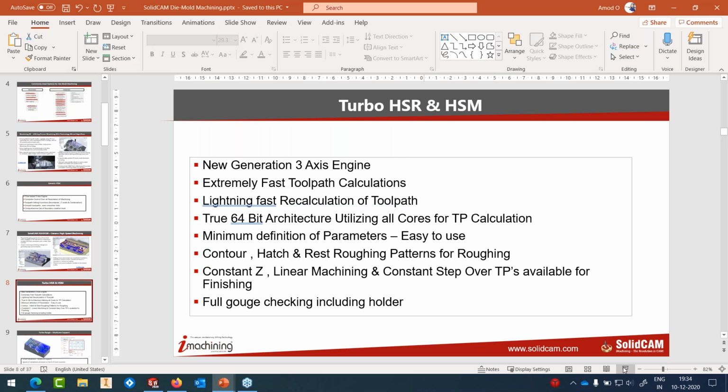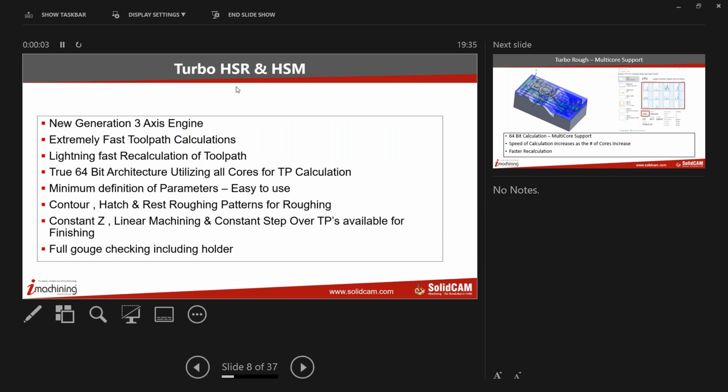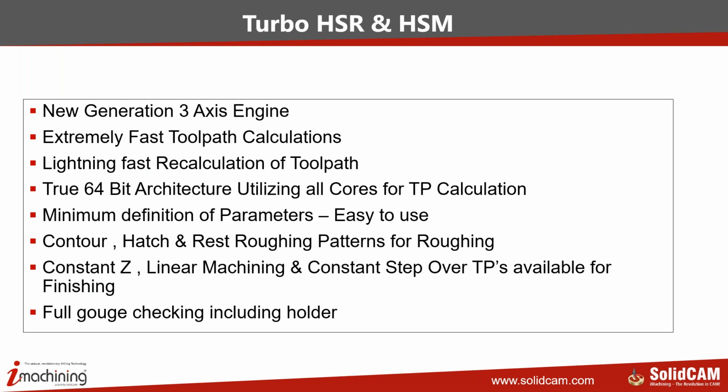Let's go into the PowerPoint. Like I explained, Turbo HSM and HSR is a new generation 3-axis engine, with extremely fast toolpath calculations, lightning fast recalculation of the toolpath, true 64-bit architecture. And as I'm speaking to you, I can hear all my computer fans go. That is because my turbo calculations have started. It's using all the processes available, generating a lot of heat, so my fans are on. Minimum definition of parameters, you can see not many parameters need to be defined.